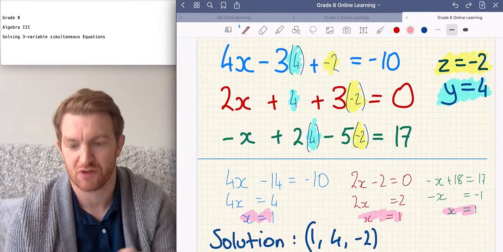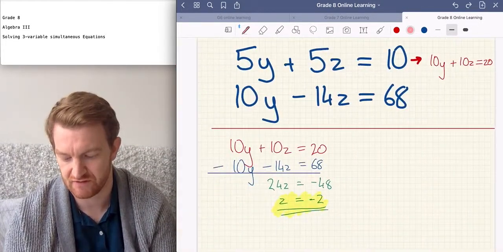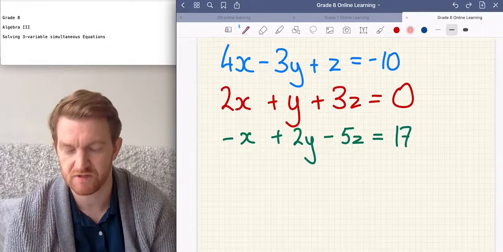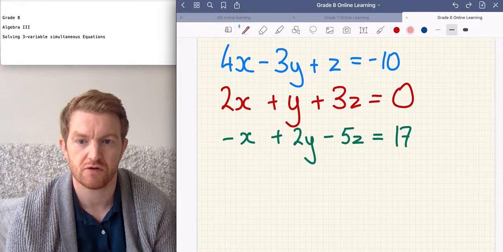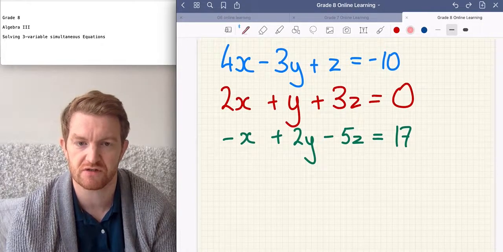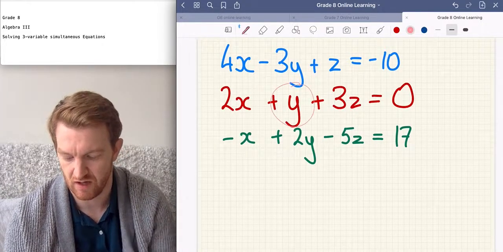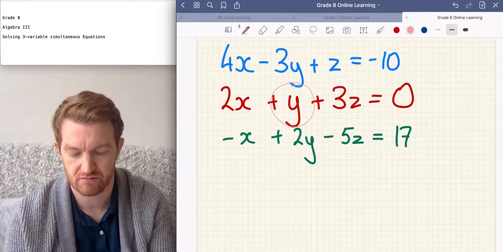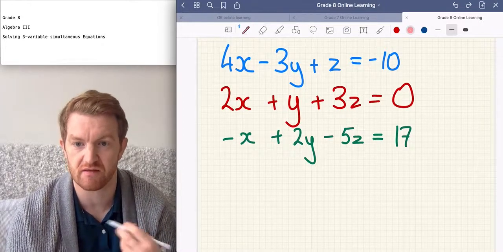So let's go for a quick recap, because there was a lot of stuff we covered there. We start with the equations. You can use elimination or substitution. I chose to use elimination. You could have also used substitution by rearranging for this y here if you chose. Doesn't matter as long as you do each method thoroughly.